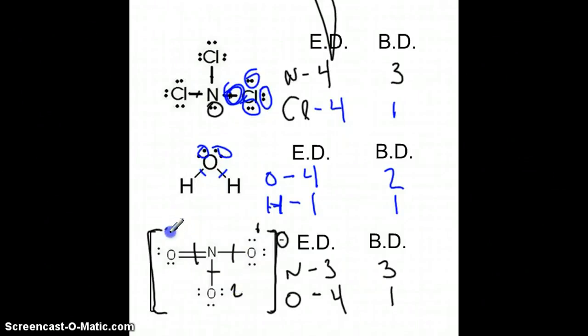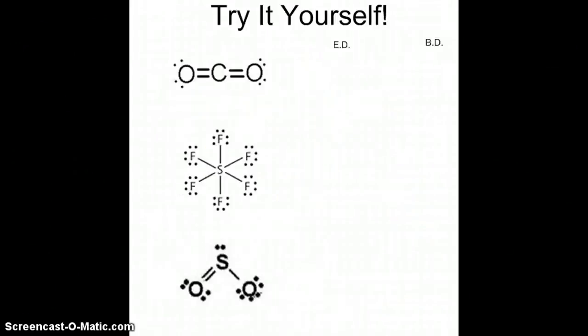For the oxygen, there are 4 electron domains, and there is 1 bonding domain for these oxygens here. Now, for this oxygen, there's another oxygen. Now, in this case, there are 3 electron domains and only 1 bonding domain. Okay, well, now let's see if you can try it yourself. So what you can do right now is pause the video and see if you can determine how many electron domains and bonding domains there are around each atom in the molecule.